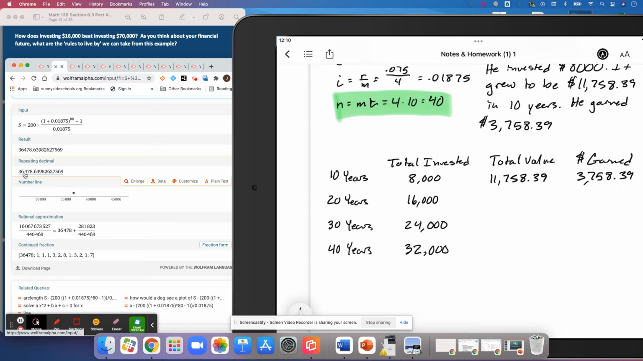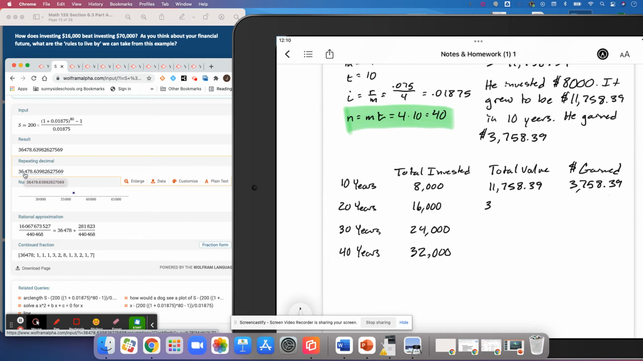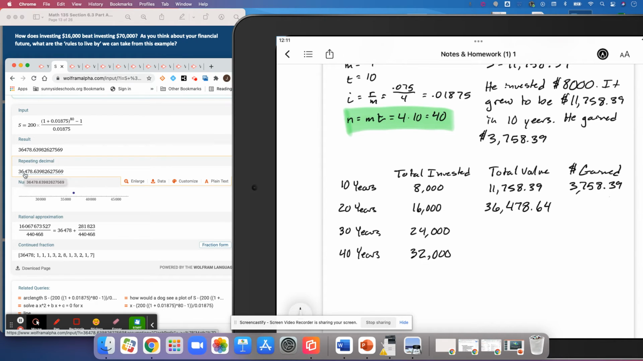It jumps to $36,478.64. And the amount gained is $20,478.64. Crazy. So we can see, everyone, that the difference between here, he only gained 3,758 bucks, which is not very good. If you leave it in there for another 10 years and you keep doing the same thing, it jumps to a gain of $20,000, which is a lot, obviously.